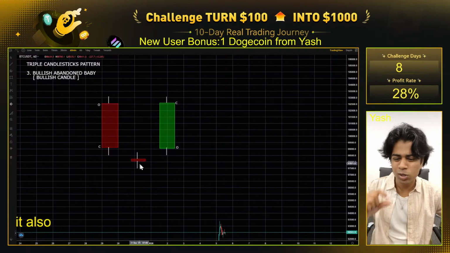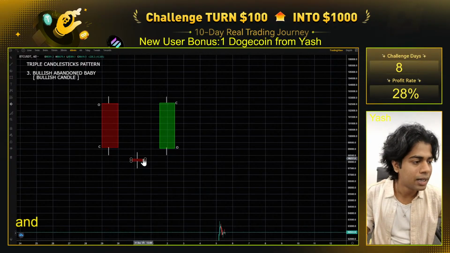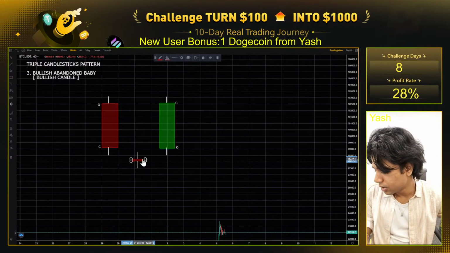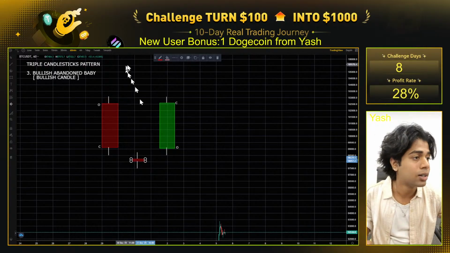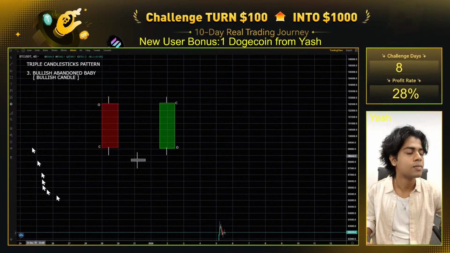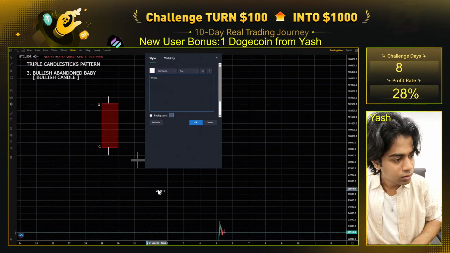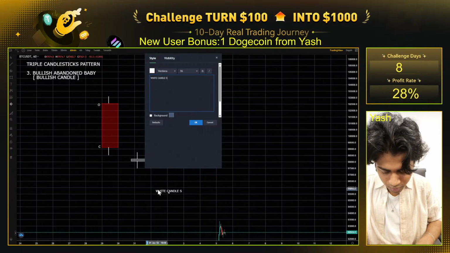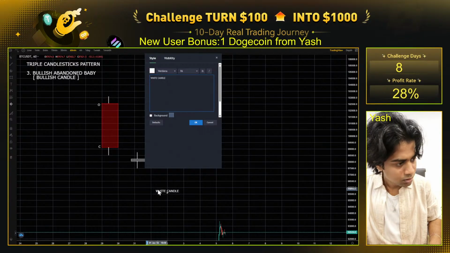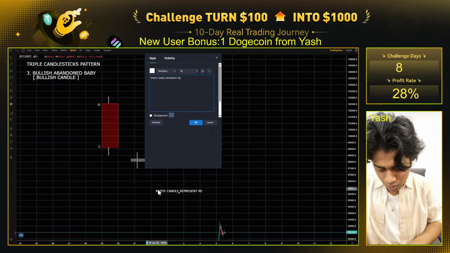It also has open close, but it's a doji candle, so I'm not going to write about it. Okay, open close. And this candle can be of any color. Okay, this doji candle, where is a doji candle? Green, red. So I'm going to write it as a white candle. I will write it down as well. White candle represent.